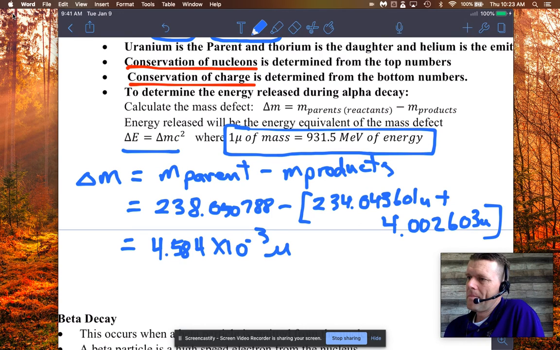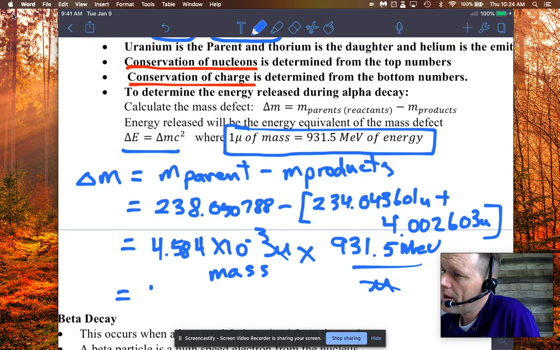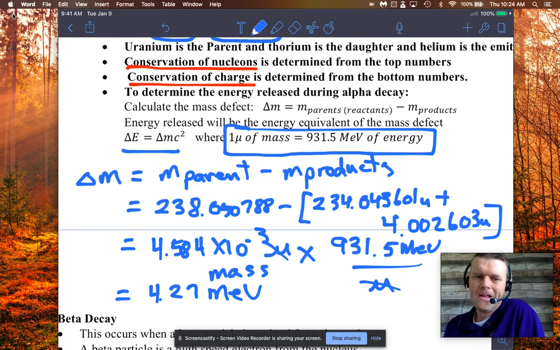But that's mass, and for me to get that into energy, I'm going to convert it using the conversion 931.5 MeV per atomic mass unit. So atomic mass units cancel, and I'm left with 4.27 MeV. Now, sometimes they want you to do 4 significant digits. I just went with 3 here. But the point is, I just want you to see you could calculate the amount of energy released.